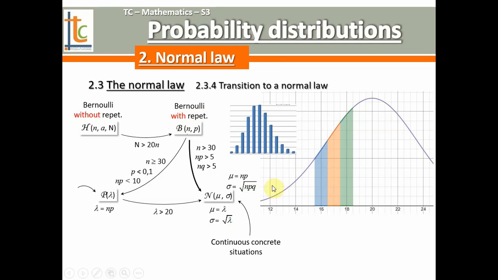A last example of reading this kind of graph. If you want the probability to have less than 16 successes, you have to stop at the blue interval here, or the blue area. So at the beginning of this blue, you don't have to take 16 into account.